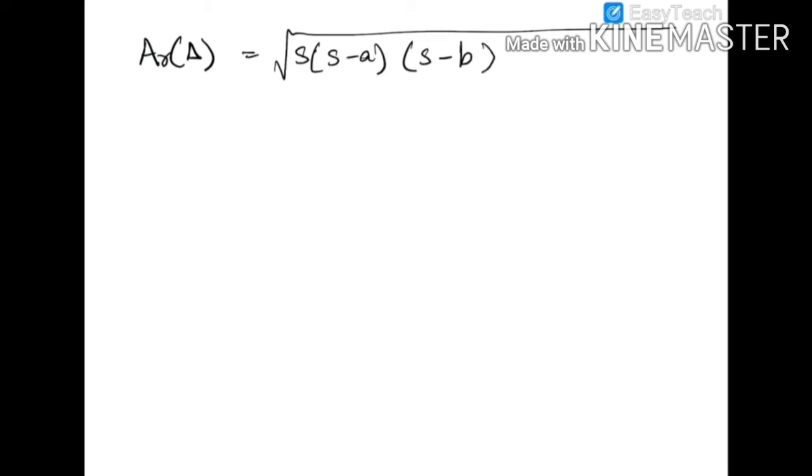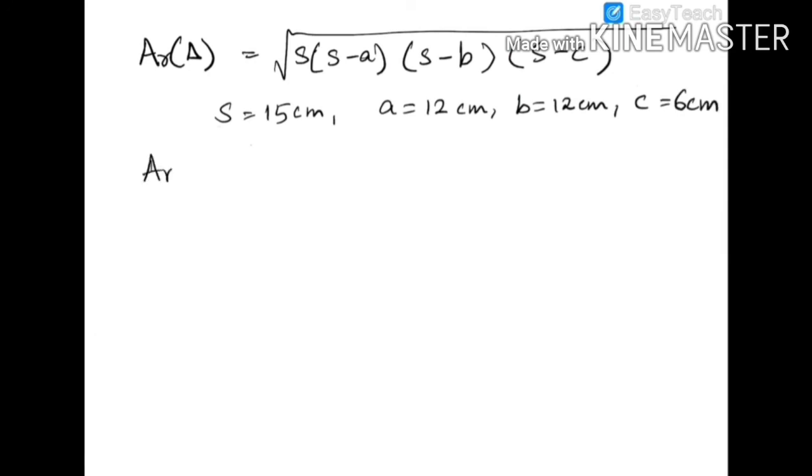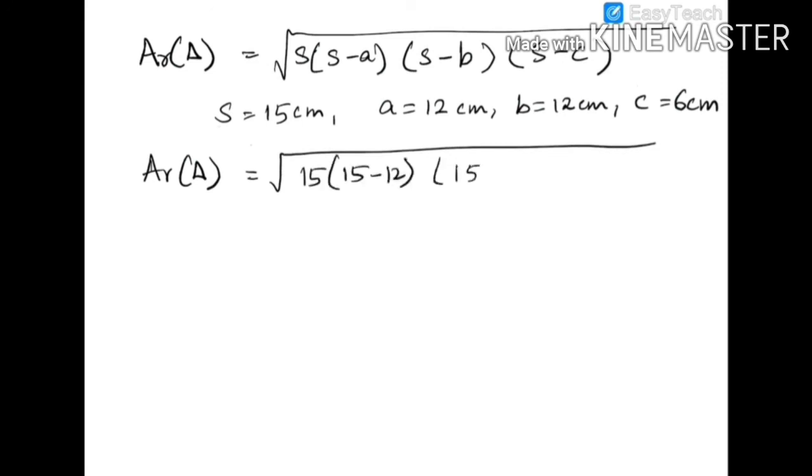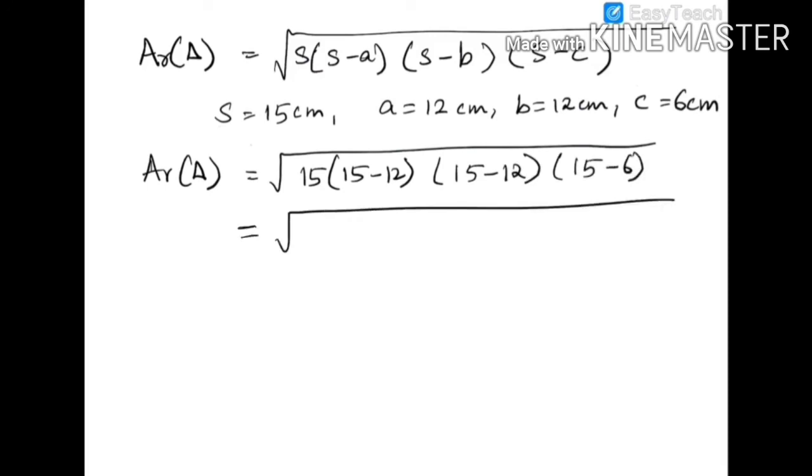Write down the formula every time you use it. So we have semi-perimeter as 15 centimeters. The three sides are 12 centimeters, 12 centimeters and 6 centimeters. So the area of triangle is equal to root of 15 into 15 minus 12 into 15 minus 12 into 15 minus 6. So this is 15 into 3 into 3 into 9.